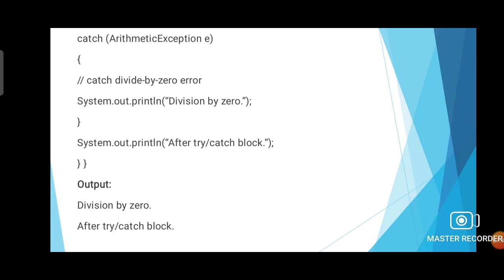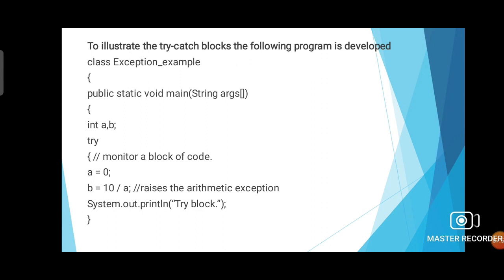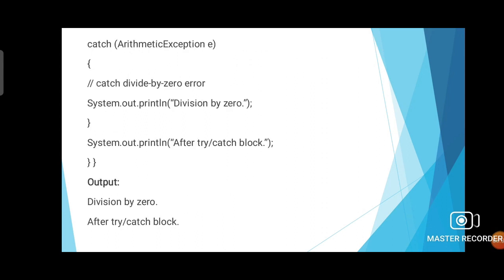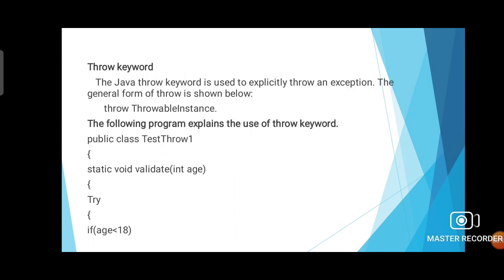As a result of catch block execution, we will get the message like division by 0, and after that we are printing the statement just after the try catch block. So in our program we get the exception in the try block, so the catch block will be executed. We will get the output division by 0, and following that we will get the statement after the try catch block. Now there are two more keywords, the throw keyword and the throws keyword.